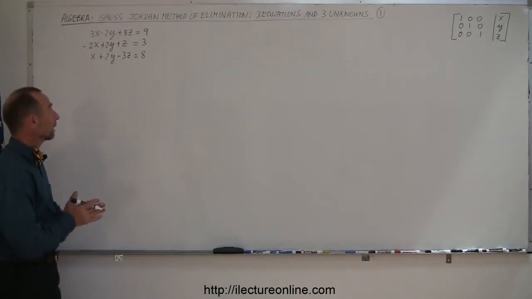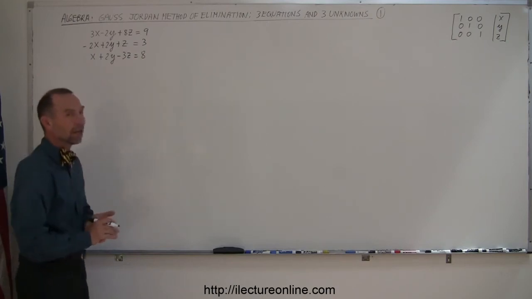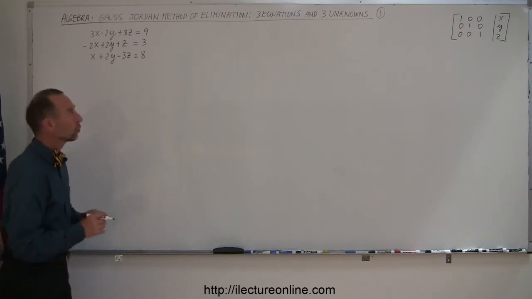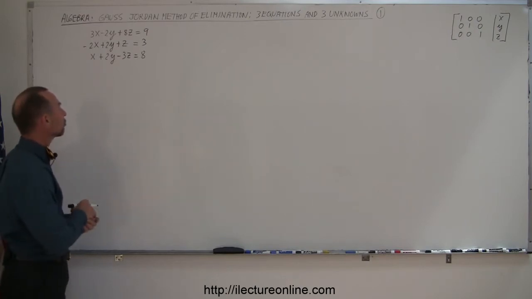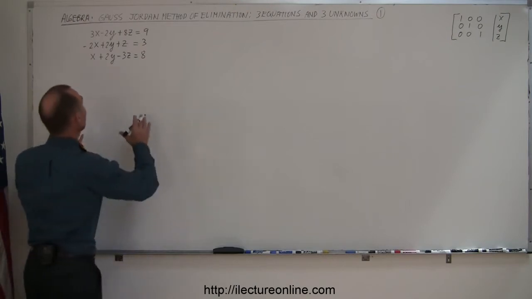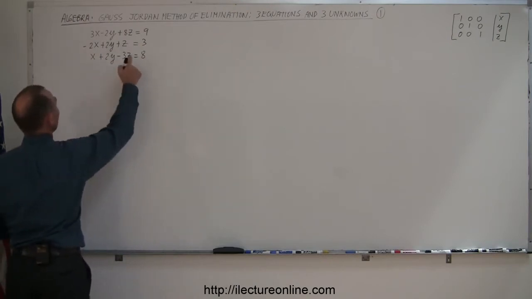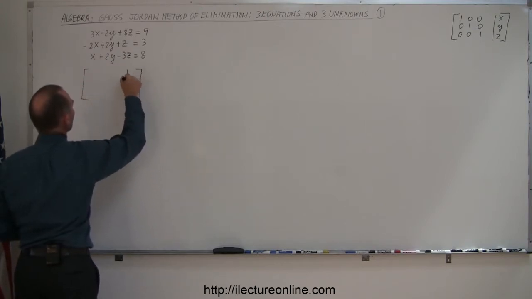Today we're going to talk about another topic in algebra called the Gauss-Jordan method of elimination, and we're going to apply it to three equations and three unknowns. In other words, a set of linear equations with three variables. The way to do that is to take the coefficients of the equation and the numbers on the right and place those into what we call an augmented matrix format.